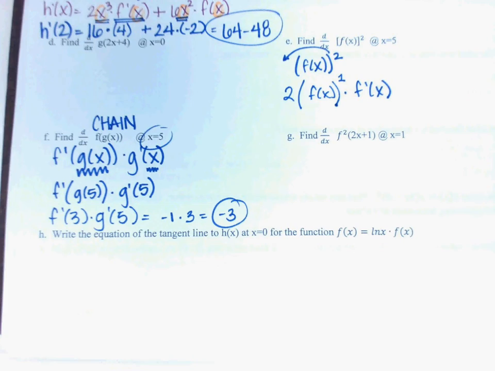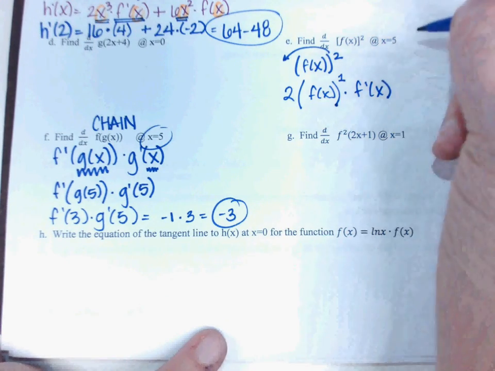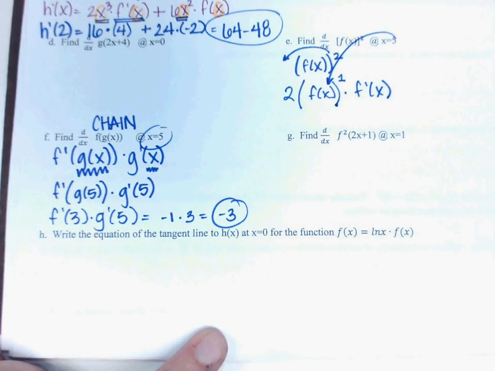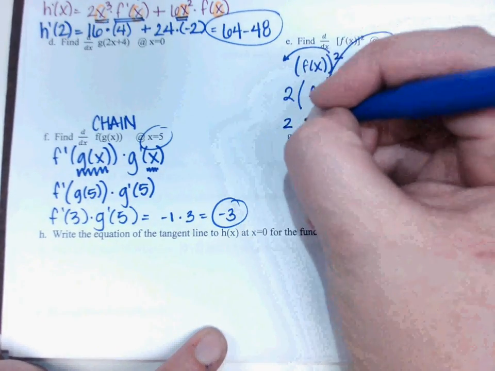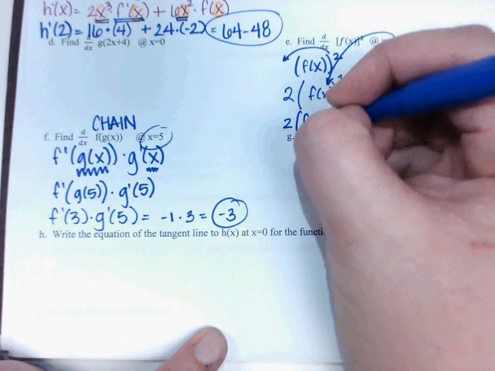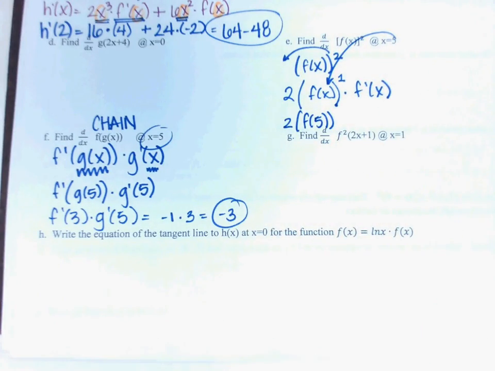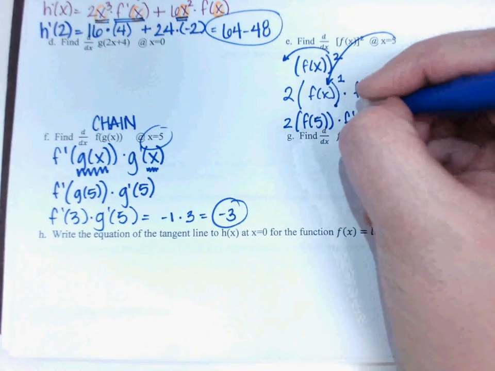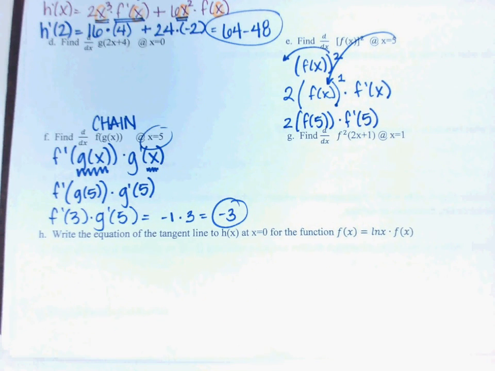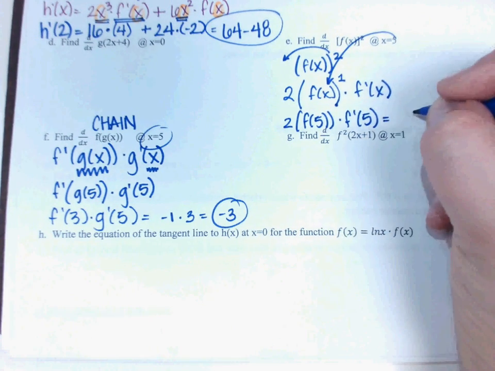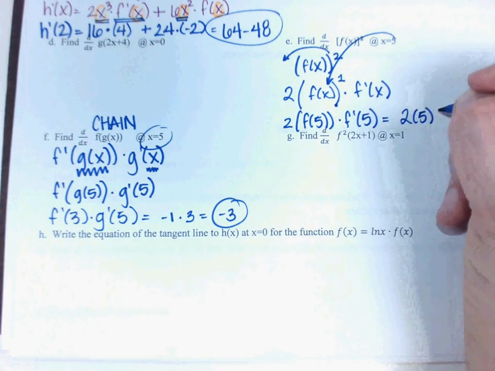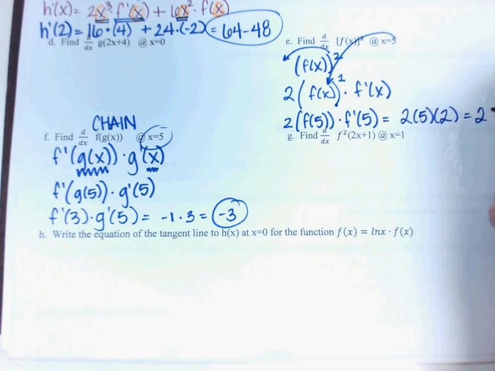If I wanted to go one layer deeper, it's an x in the middle. What's the derivative of x? Just 1. Times 1. Okay, from there, we're plugging in 5. So I want 2 times f of 5 to the 1, nobody cares, f of 5, and then times f prime of 5. Well, let me do this one for you. F of 5 is 5, times 2 is 10, times f prime of 5, times 2. That will equal 20.